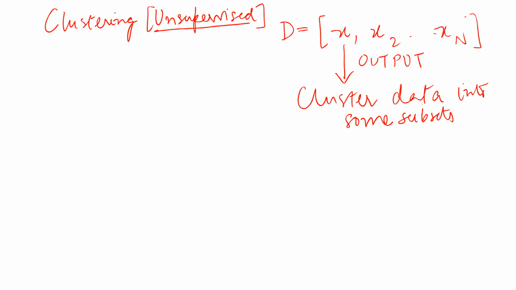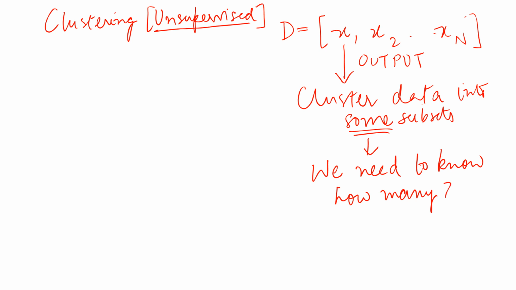And so we don't want to use the labels. So now one question is, we want to cluster data into some subsets. Then the question arises, we need to know how many, right? Otherwise it doesn't make any sense. So how do we come to know how many? That is what we have to come up with, right?